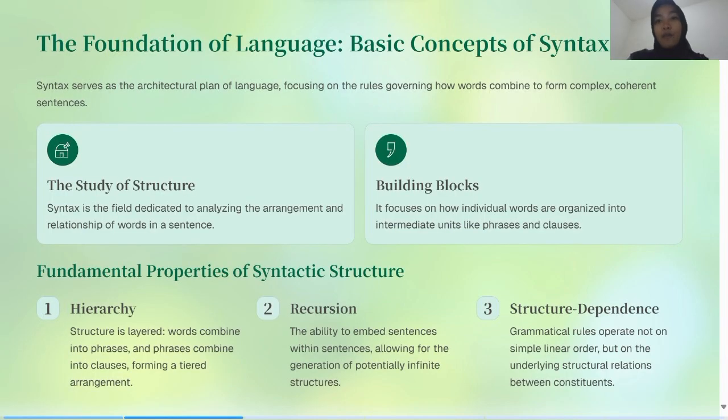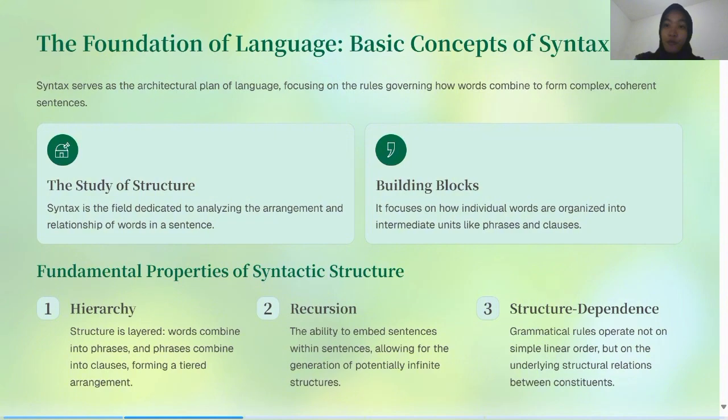Okay, let's talk about the basic concept of syntax. Syntax is an important part of linguistics that focuses on how words are arranged to form sentences that follow grammatical rules. In simple terms, syntax is the study of sentence structure.